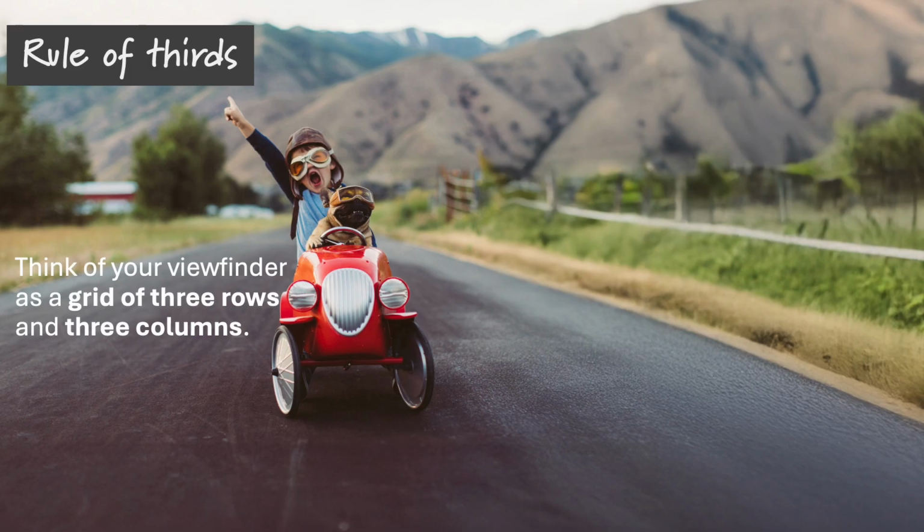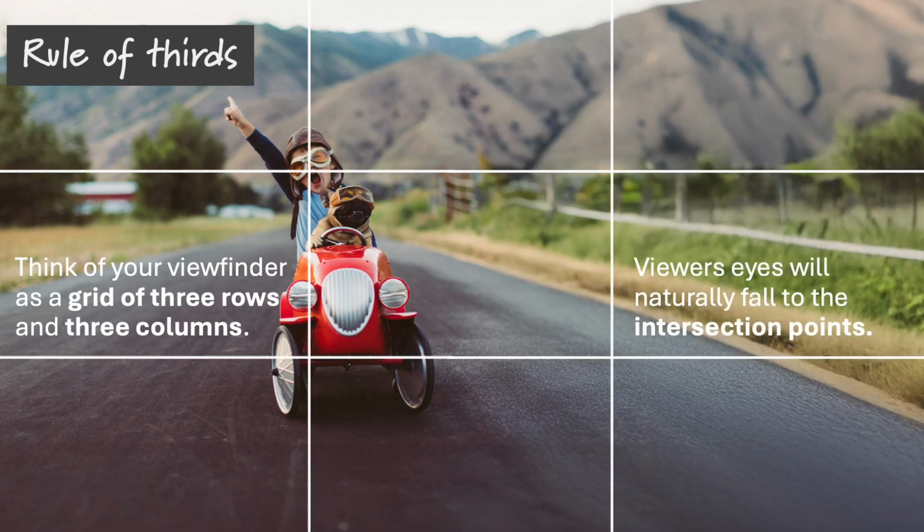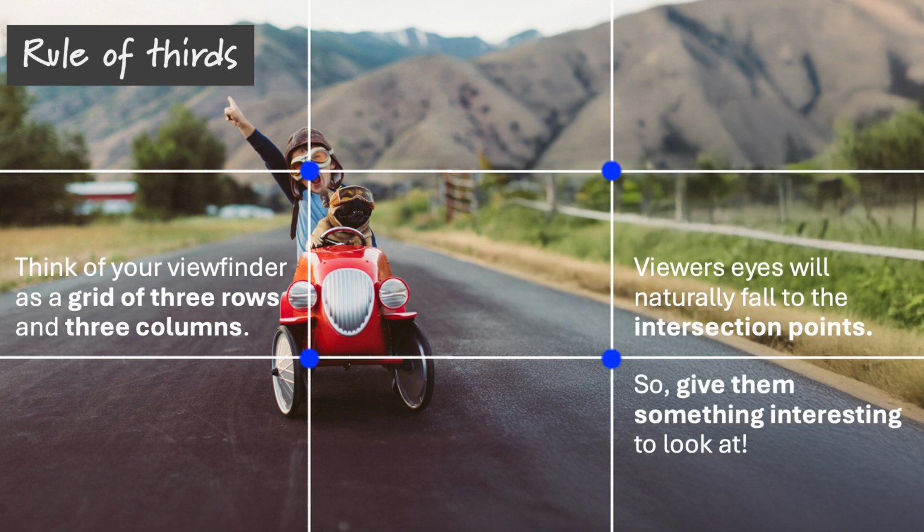Think of your viewfinder as a grid of 3 rows and 3 columns. Viewers' eyes will naturally fall to the intersection points, so give them something interesting to look at.